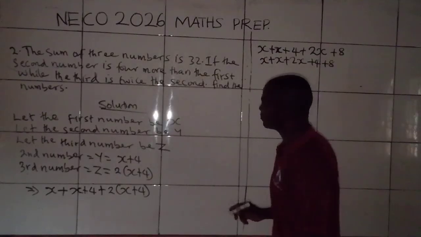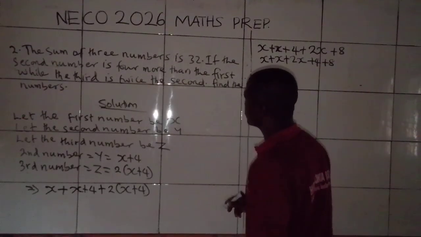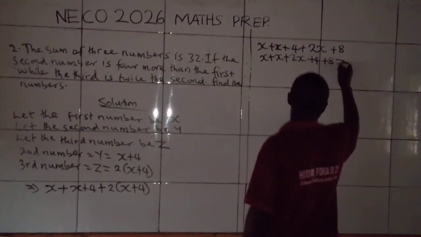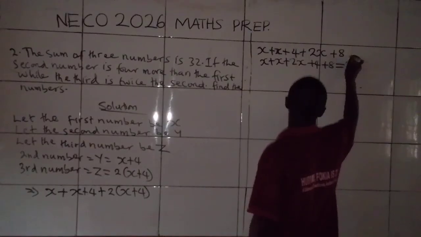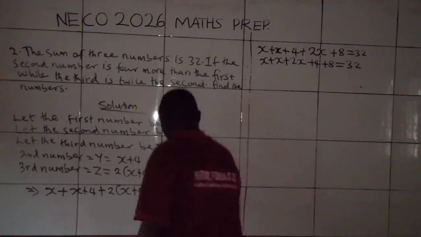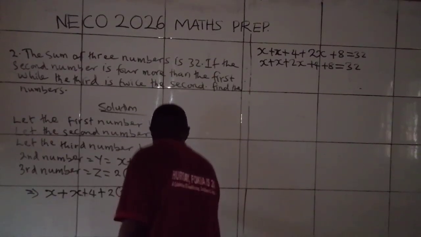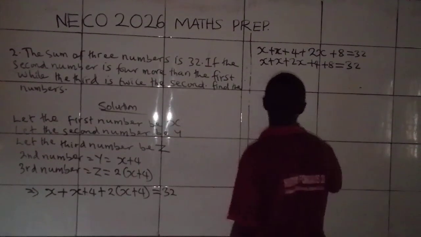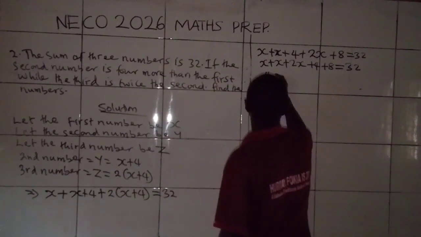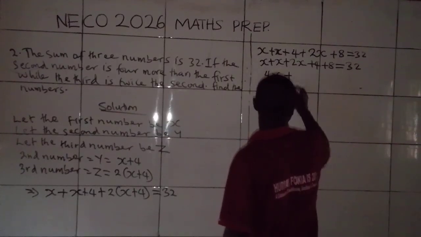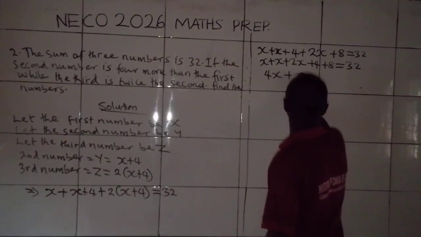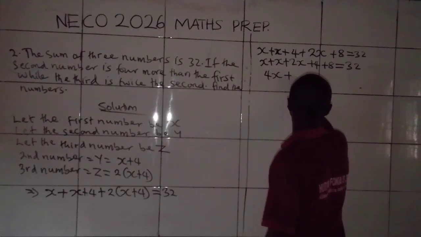Now the question says the sum of the 3 numbers is 32. So which means that we equate everything to 32. Everything is equals to 32. So here we have x plus 2x, that's 4x. 4x plus 4 plus 8, that's 12. 4 plus 8 is equals to 12.